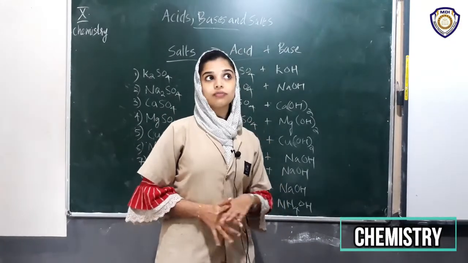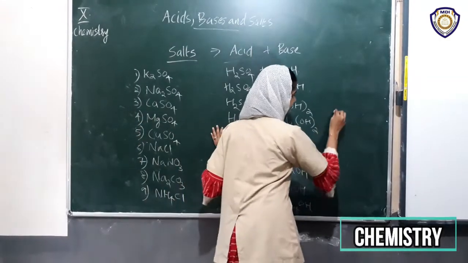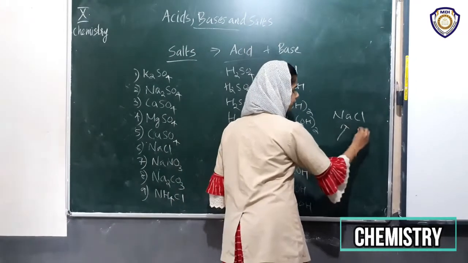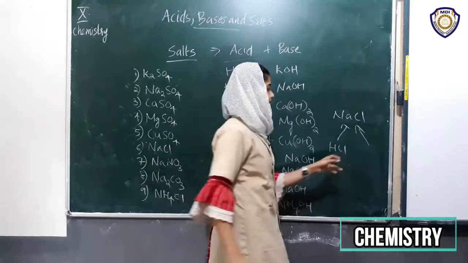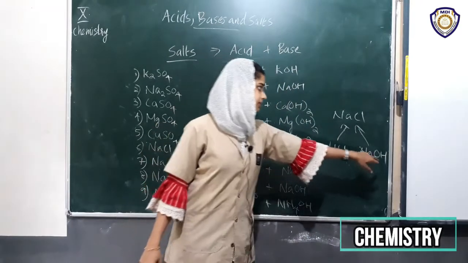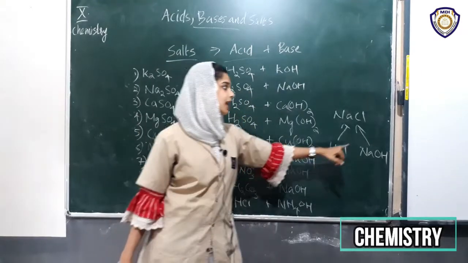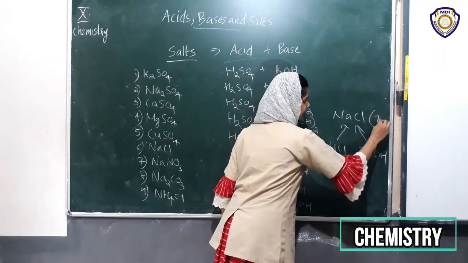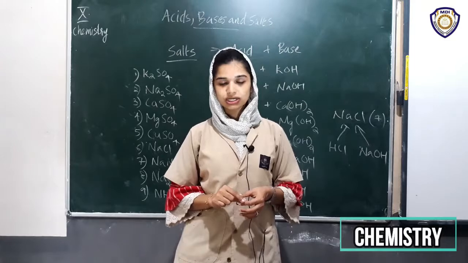When a salt is formed from a strong acid and a strong alkali, for example NaCl, the common salt that we use, it is formed from HCl, a strong acid, and a strong base called NaOH. So when a salt is formed from a strong acid and a strong base, it will be neutral. It will have a pH value of 7. Seven is the neutral value.